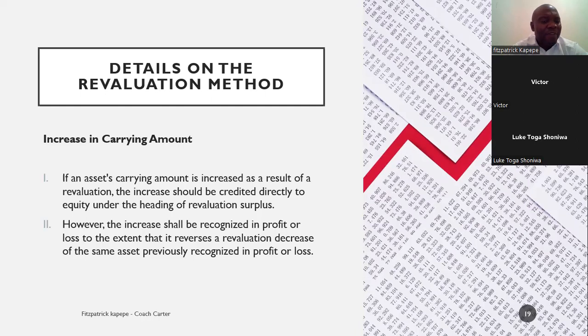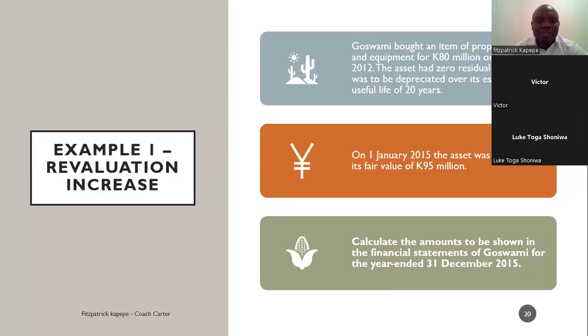However, because that equity component is coming from your profit and loss, I'm saying, however, the increase shall be recognized in profit or loss to the extent that it reverses a revaluation decrease of the same asset previously recognized in profit or loss. So this is why you have it there under comprehensive income or through profit or loss. That I know we know.